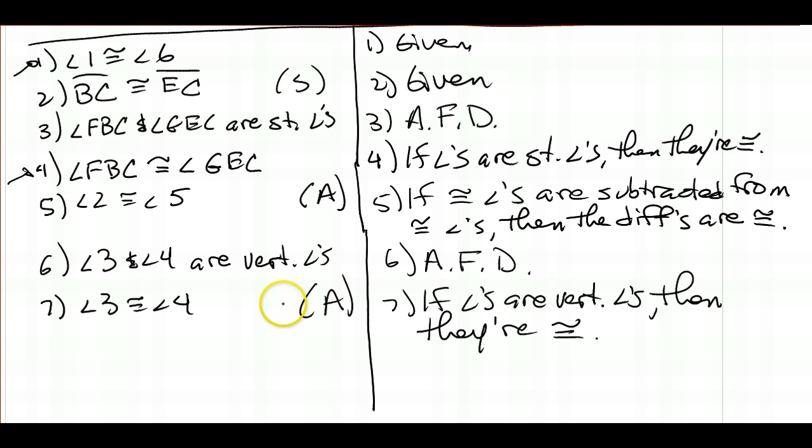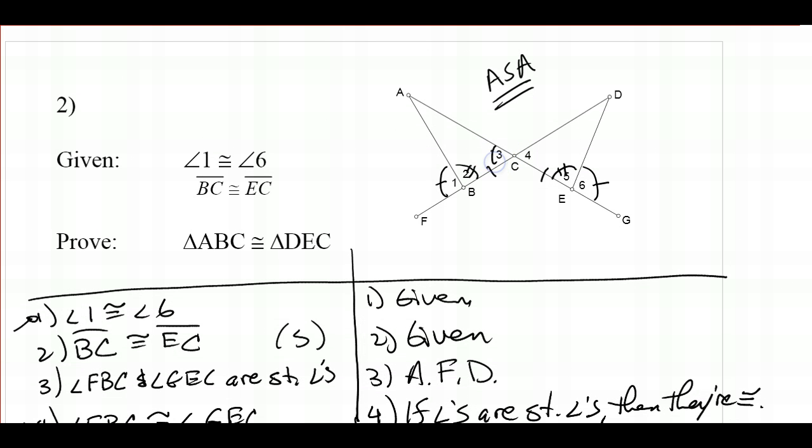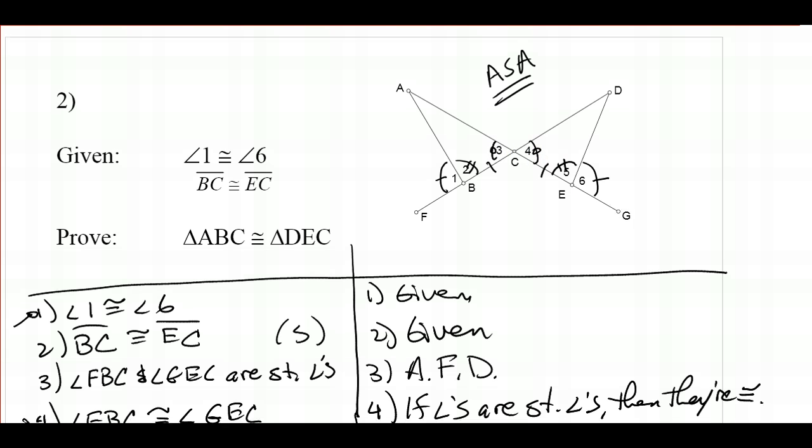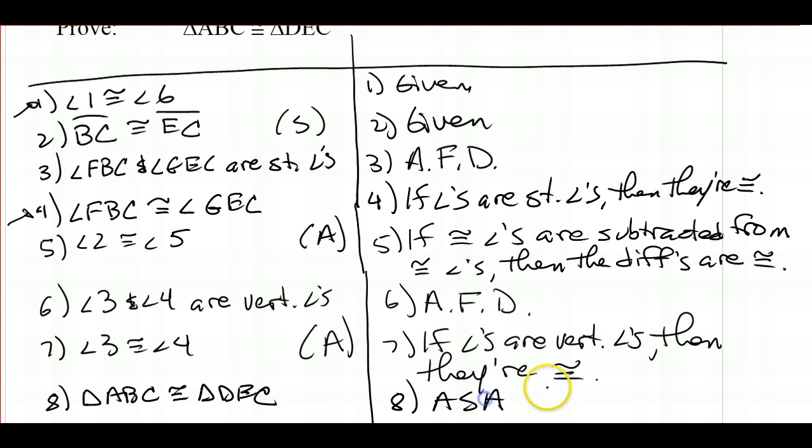Okay, so that gives me another pair of angles. So I see I have my 2 pair of angles in step 7 and step 5, and I have my included sides. Let's go back and double check here. Here's angle 3. Here's angle 4. My side is in fact included between the 2 angles. So I can prove that triangle ABC is congruent to triangle DEC by angle, side, angle. And again, you want to put the steps where you have all your different parts. So I have step 2, step 5, and step 7.